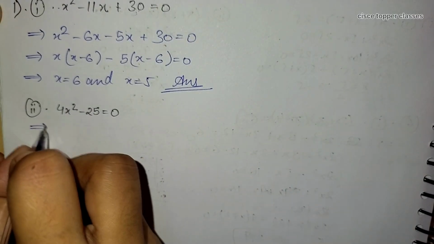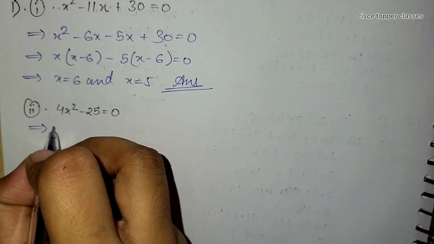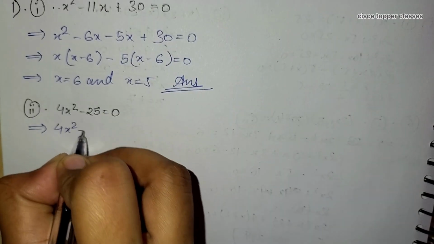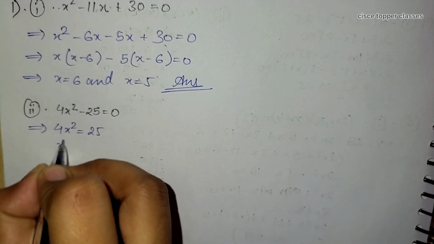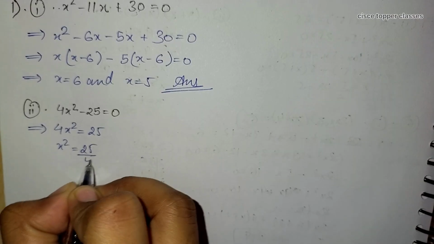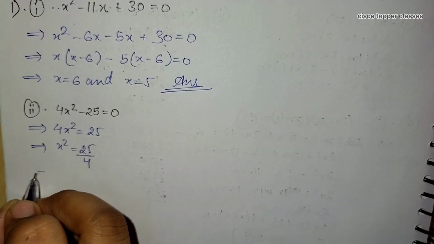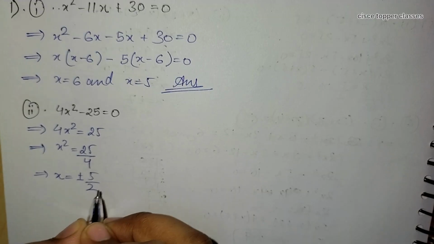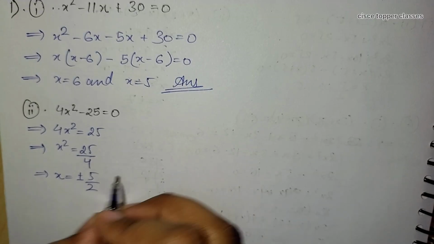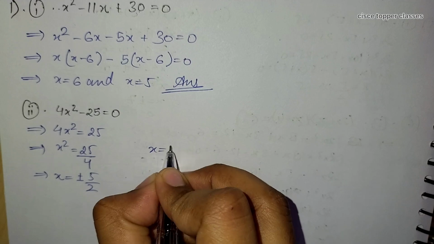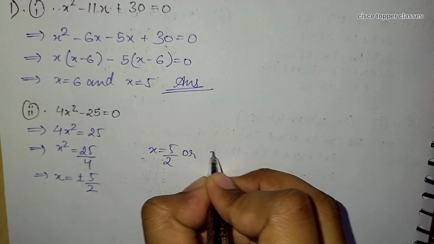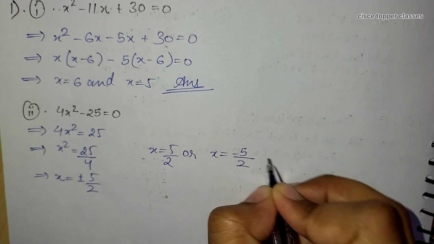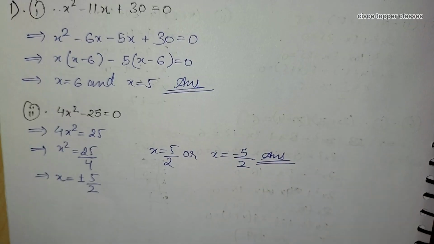Now let us solve the second part, which is 4x square minus 25 equal to 0. For solving this, we can write 4x square equal to 25, and x square is equal to 25 by 4. On taking square root, we can write x as plus minus 5 by 2. So x is equal to 5 by 2 or x is equal to minus 5 by 2 is the final answer in this question.